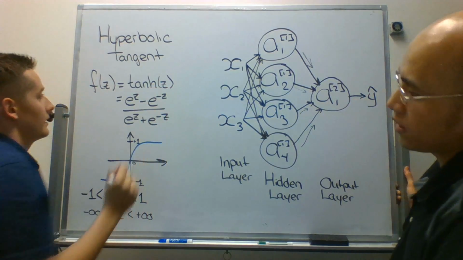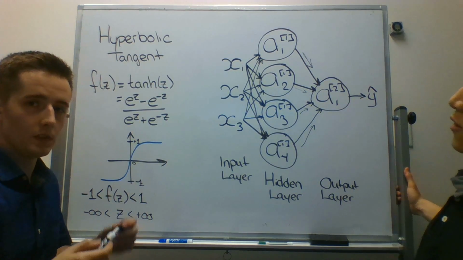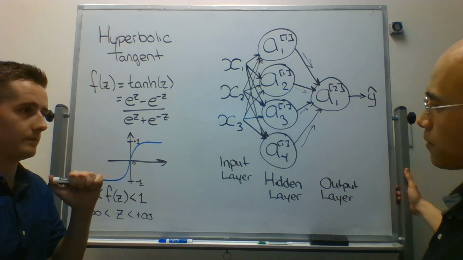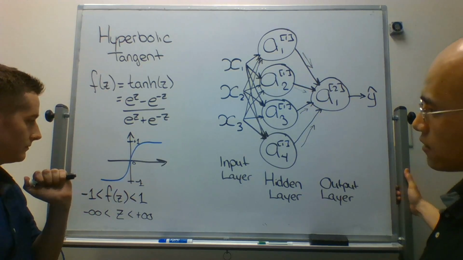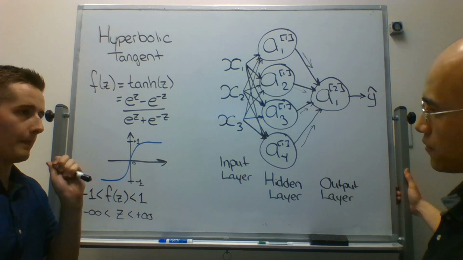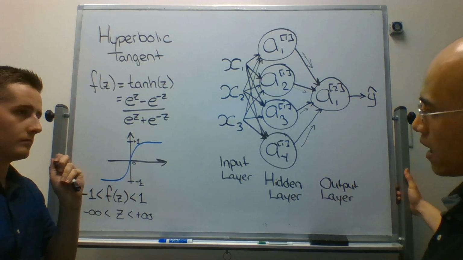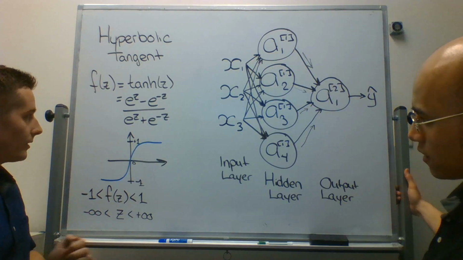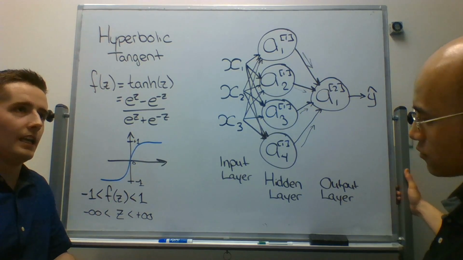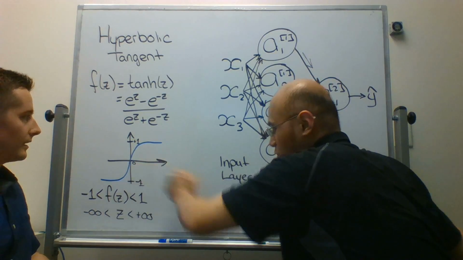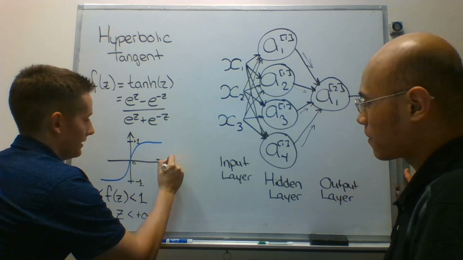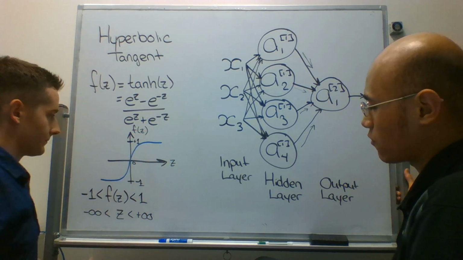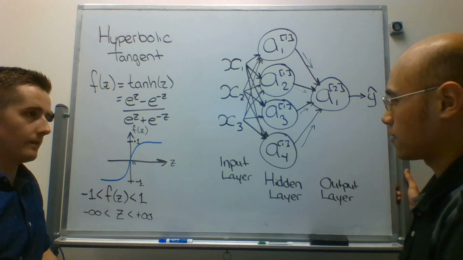So the hyperbolic tangent function looks very similar to the logistic function, except that the lower bound is at -1 rather than 0. And it crosses the y-axis at z equal to 0. Sorry, it crosses the y-axis at f of z equal to 0.